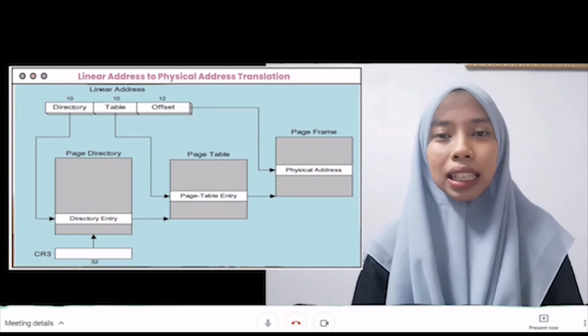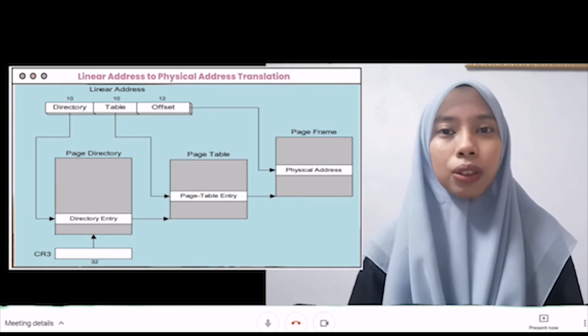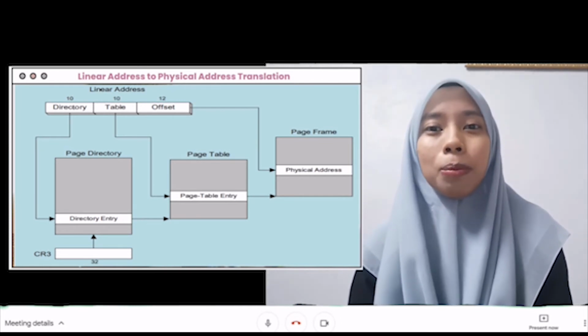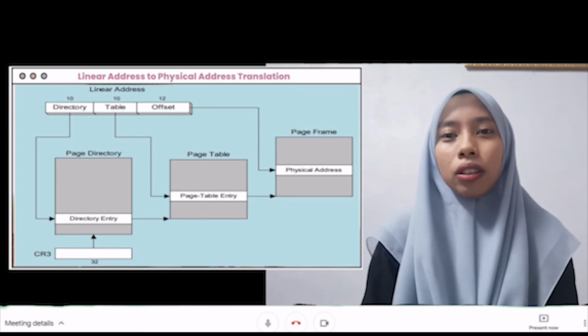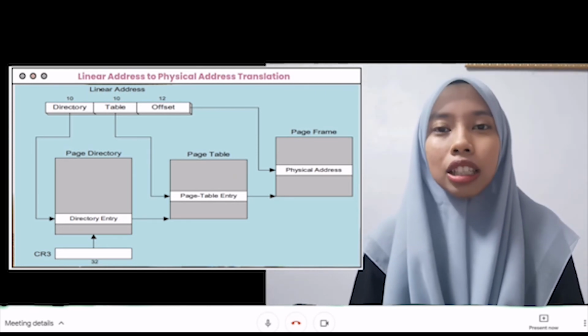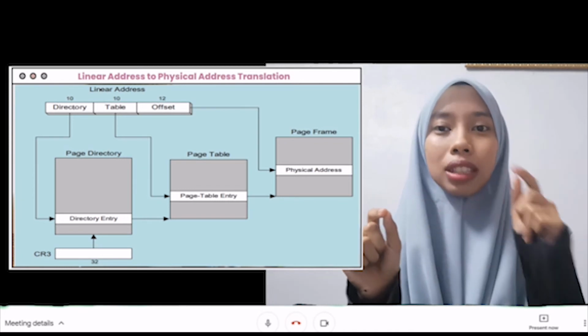I hope you can see this picture. This picture is about linear address to physical address translation, or we just say page translation. Okay, what is page translation? Page translation is when the CPU converts the linear address to physical address.